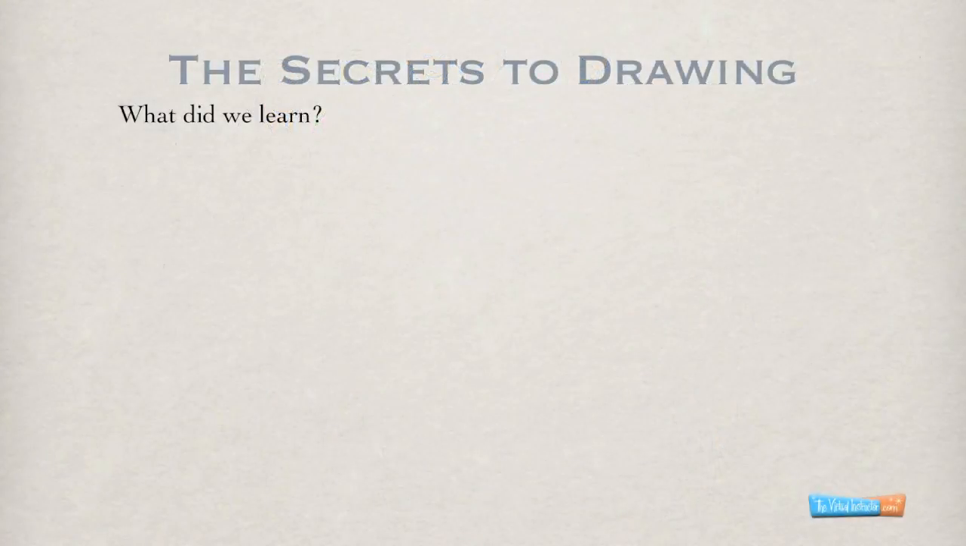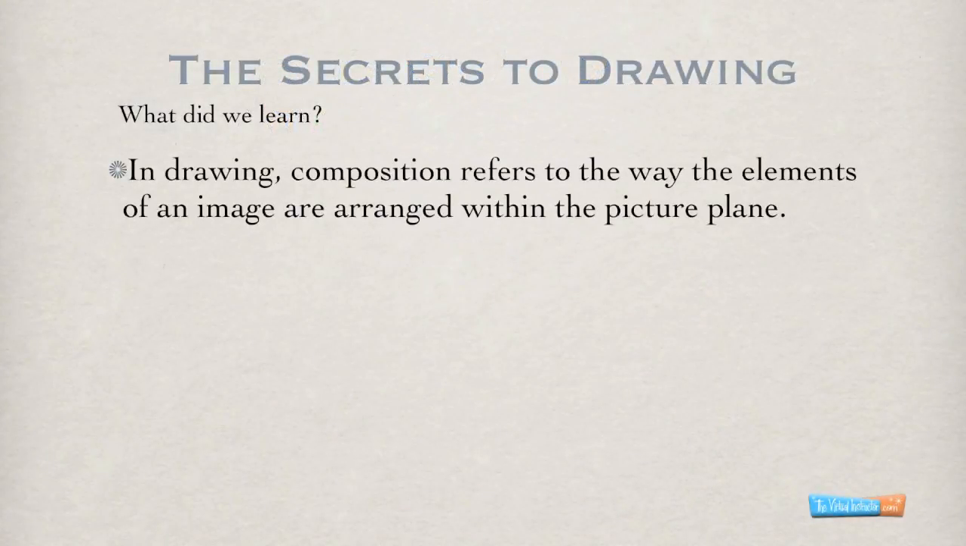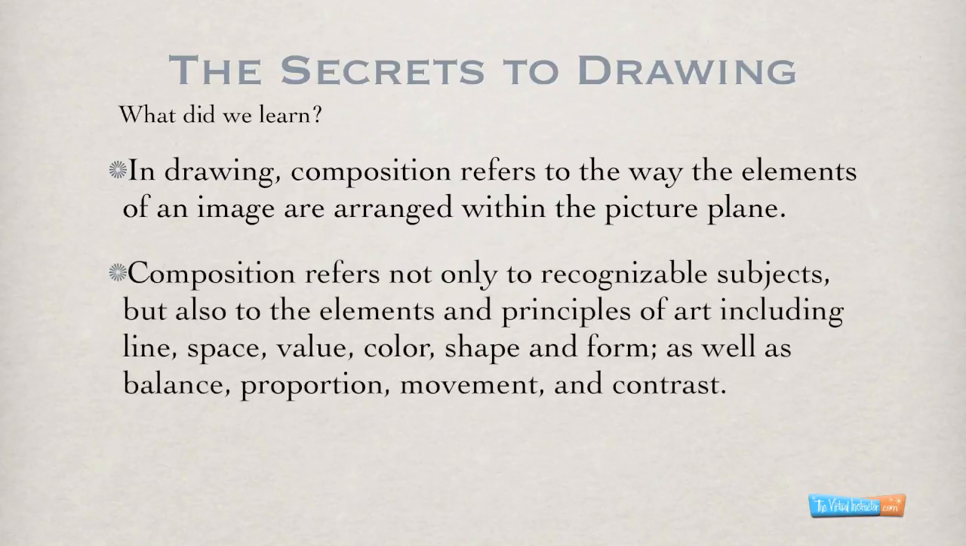So what did we learn in this video? Well, first we learned in drawing, composition refers to the way the elements of an image are arranged within the picture plane. We also learned that composition refers not only to recognizable subjects, but also to the elements and principles of art, including line, space, value, color, shape, and form, as well as balance, proportion, movement, and contrast.